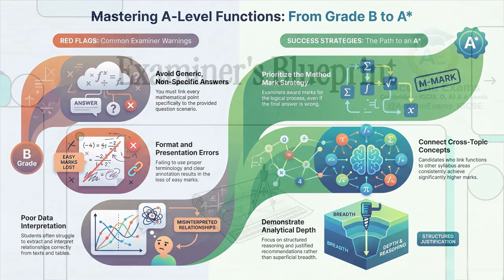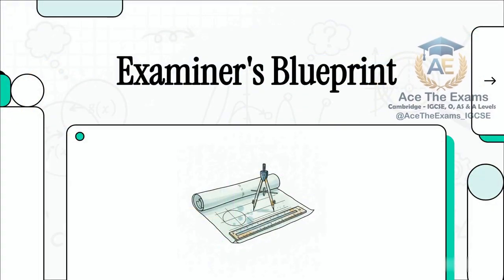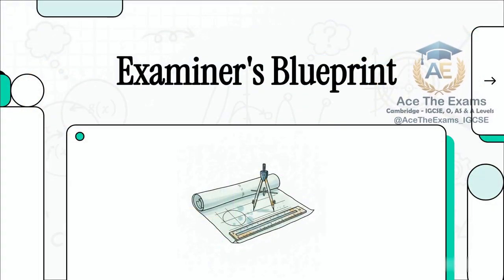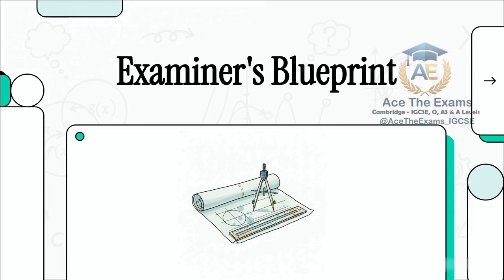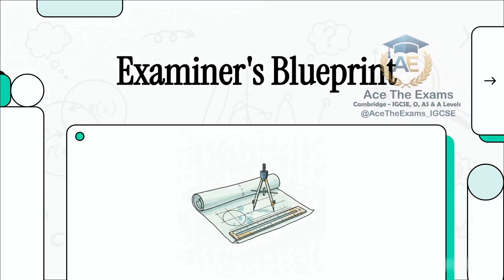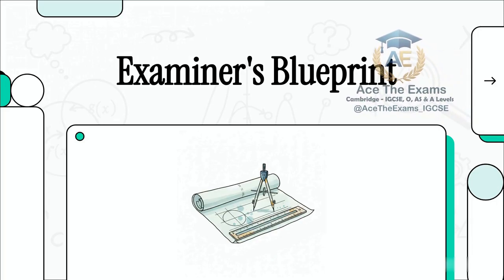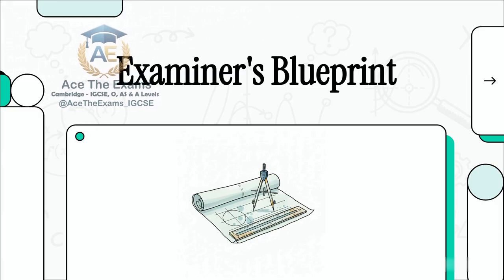Today, we're diving into this explainer to decode exactly what Cambridge examiners are looking for when it comes to one of the most notoriously tricky topics across the board, functions. Whether you're sitting for the 0580, 0606, 4024, 4037, 4040, or the rigorous 9709 syllabus, we are going to dissect past paper expectations with absolute surgical accuracy.